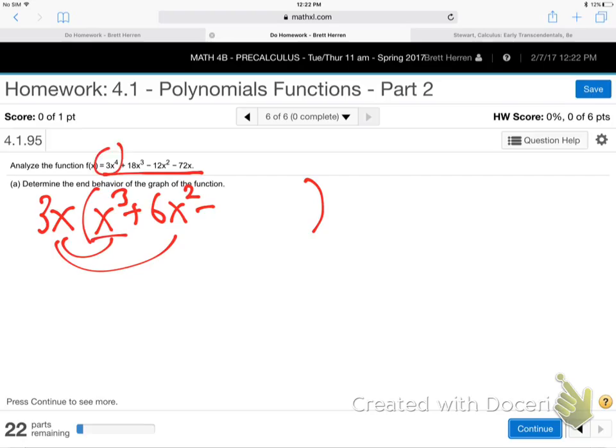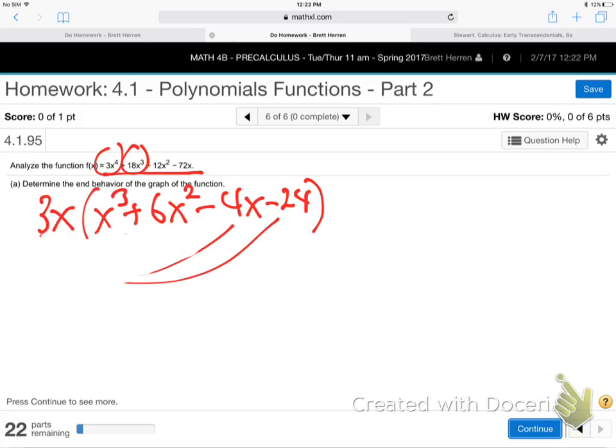3x times 6x squared would be 18x cubed. 3x times minus 4x would be minus 12x squared. And 3x times something I don't know. Minus 24, right? I don't even need the x because the 3x has it. Good. Take out that 3x first off. Thank you for that observation. Got to keep going, though. We need more. Now we got to go inside those parentheses.